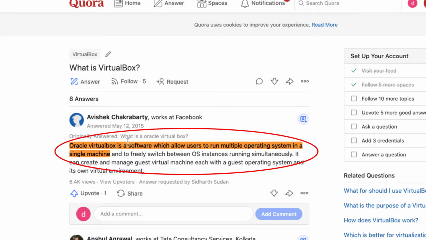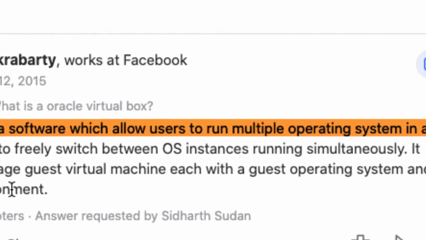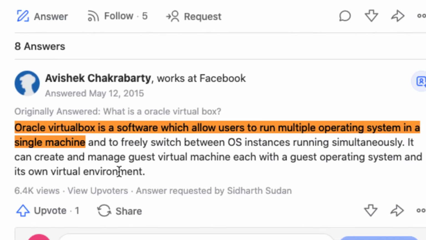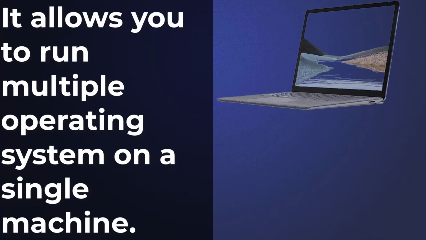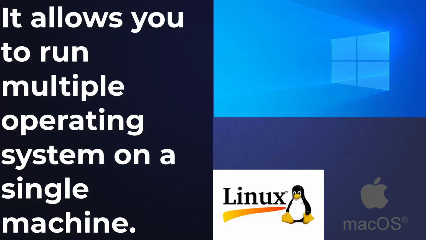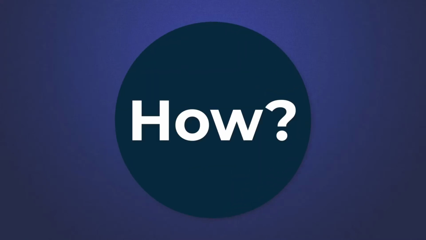But this is quite straightforward to understand, and it basically says Oracle VirtualBox is a software which allows users to run multiple operating systems in a single machine. So that's very straightforward, because that's exactly what it does. It allows you to run multiple operating systems on a single machine. So if you have a laptop that is Windows based and you want to run Linux, Mac, or another Windows operating system on it, you need a tool like VirtualBox that would allow you to do that. And that takes us to another conversation around how exactly VirtualBox does that.